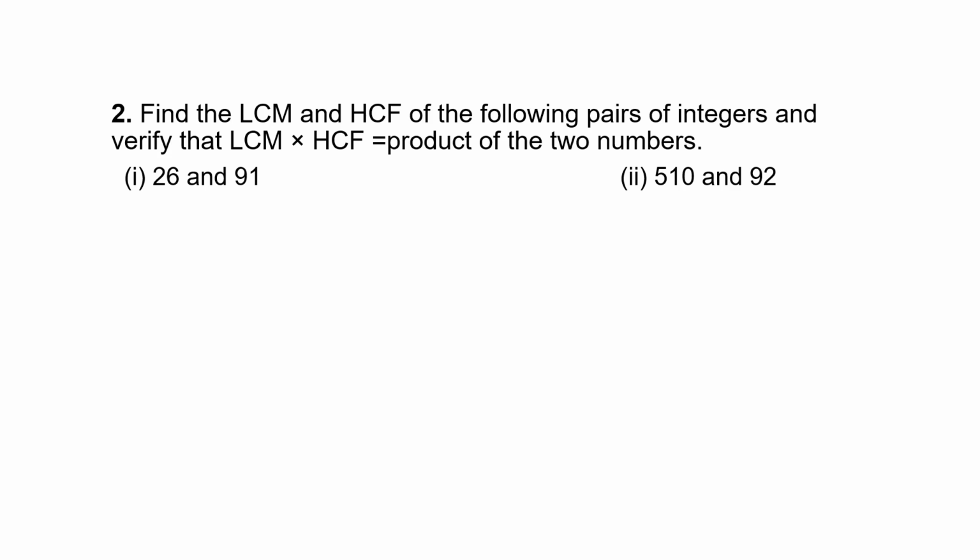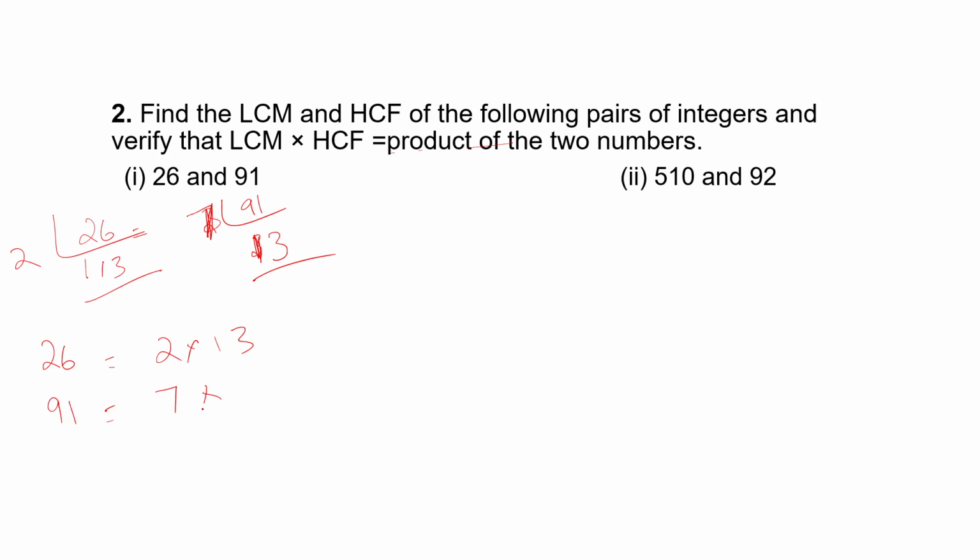Yes, next question is find the LCM and HCF of the following pair of integers, and also you have to verify. So first you have to factorize 26. You can factorize it as 2 and 13, and 91 as 7 into 13. Okay, so the factors of 26 are 2 and 13, and the factors of 91 are 7 and 13.